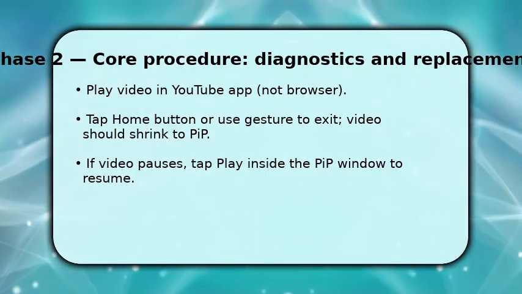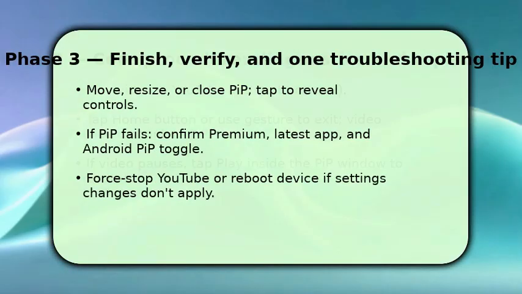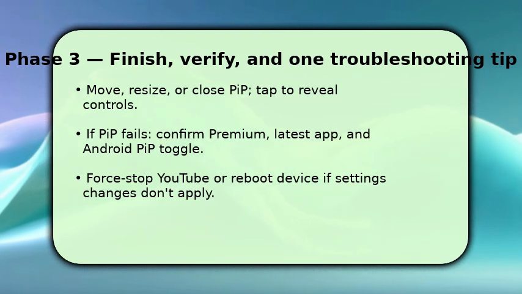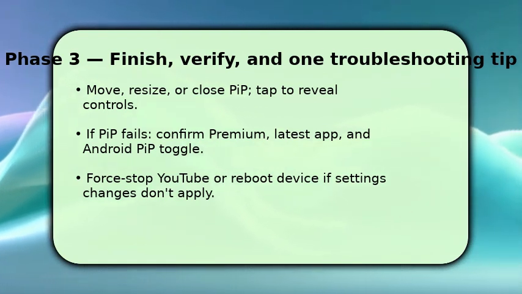To finish, position the PiP window where it won't block content, use the pinch to resize if supported, and tap controls to pause or return to full screen.